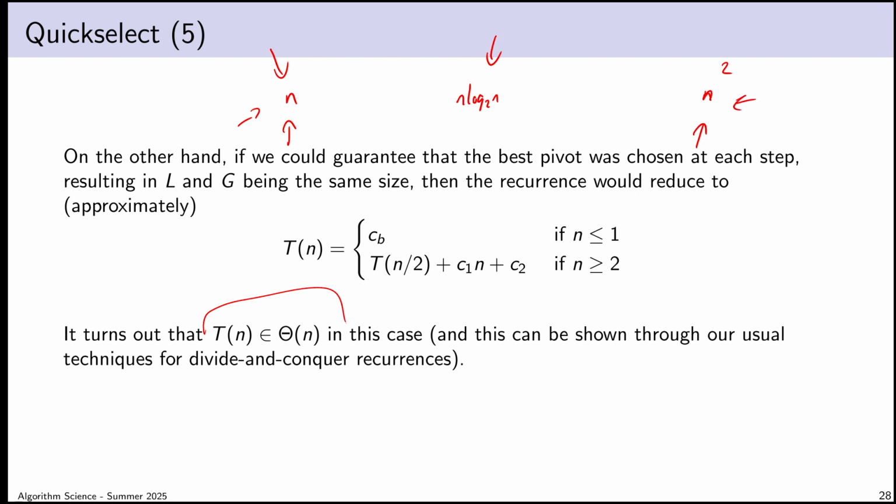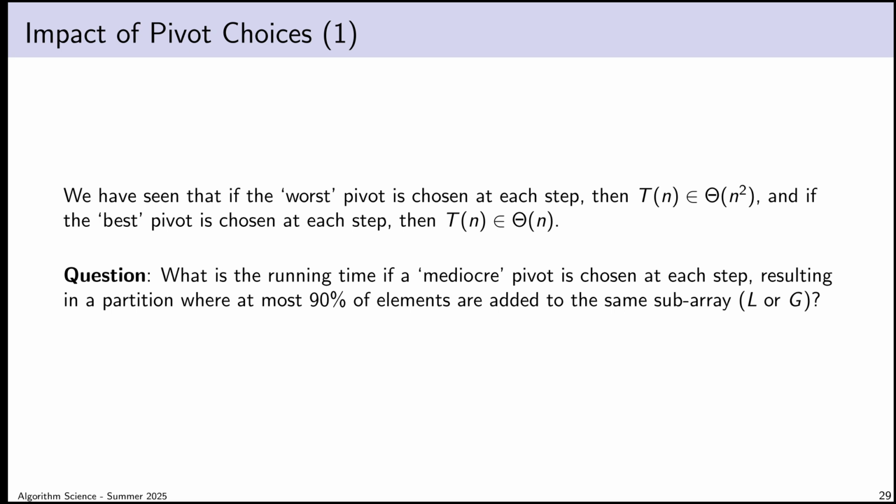In the worst case, I end up with n squared. So in the least perfect world, I'm at n squared. In the most perfect world, I'm at n. If the worst pivot is chosen, then I get n squared. If the best pivot is chosen, then I get n. What if I try and split the difference?